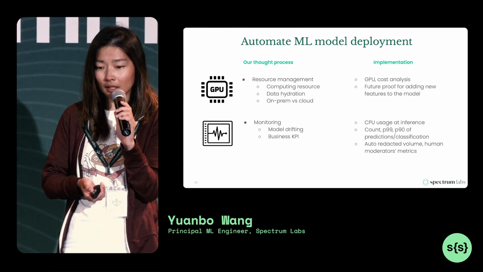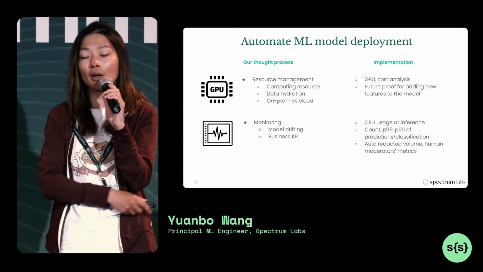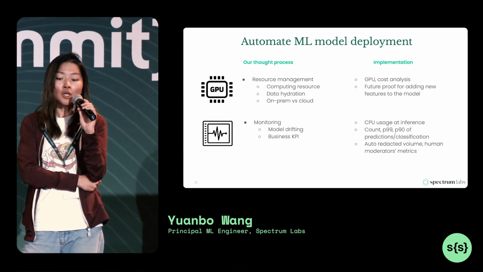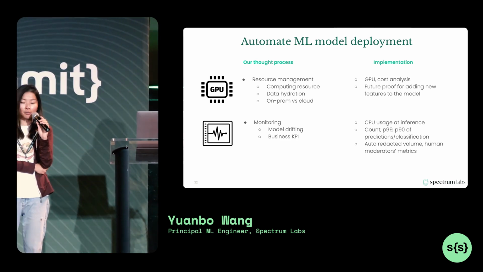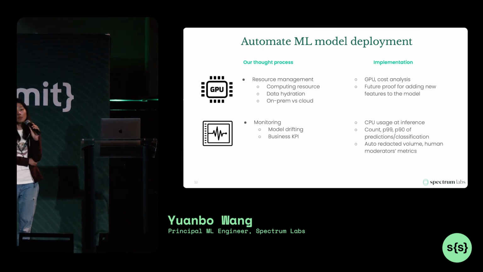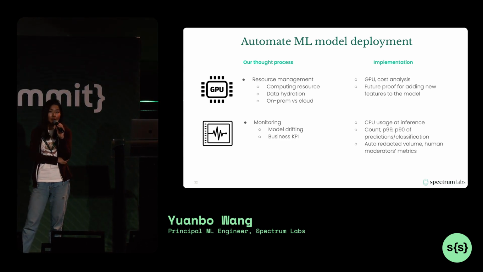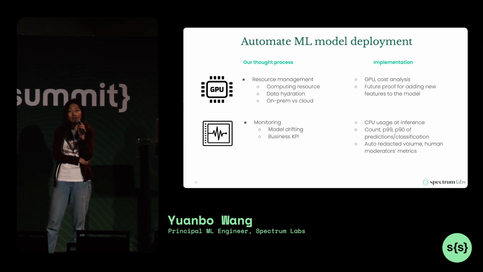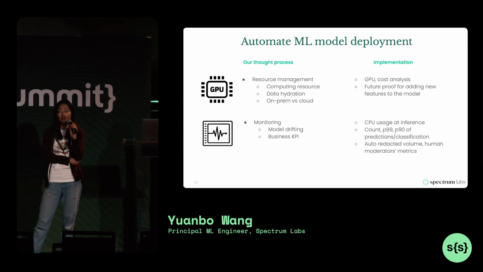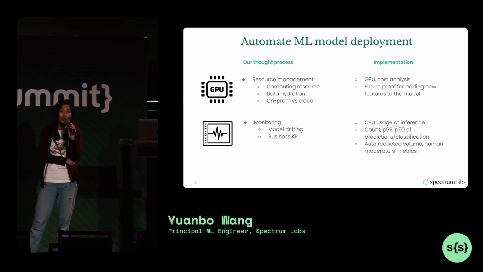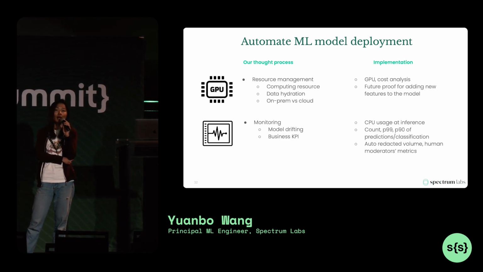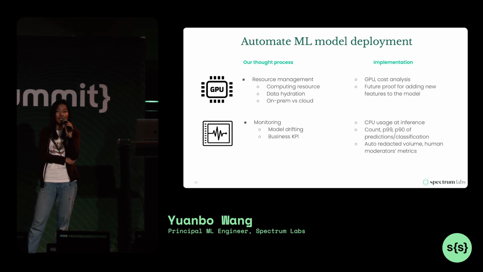So the last thing about this whole deployment process we're thinking about is monitoring. This is similar to what I mentioned before. You want to detect model drifting or data drifting, and then what are the business KPIs that you care about. For example, at Spectrum we care about precision. If we automatically redact some of the chats that end users are exchanging with each other, are we right? Can we be right 95% of the time, 90% of the time? So how can we monitor that?